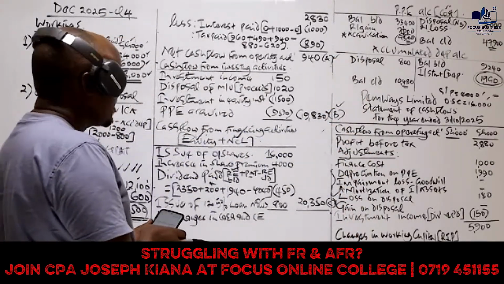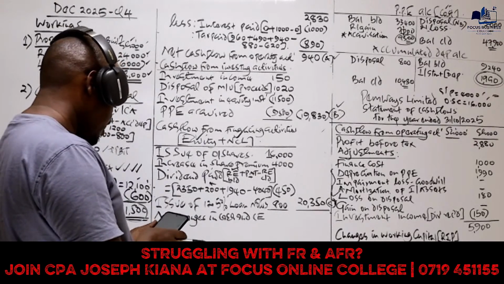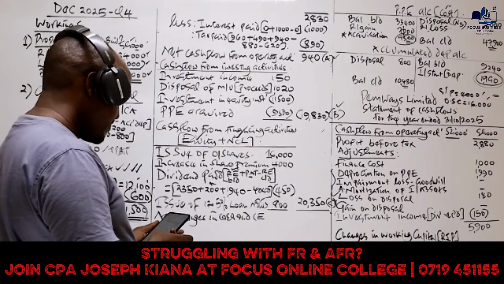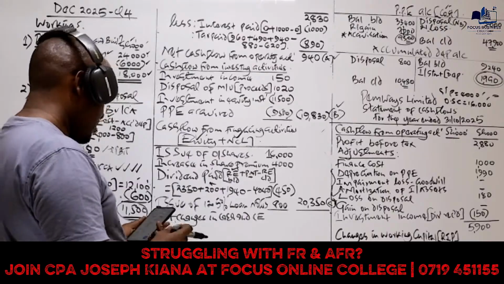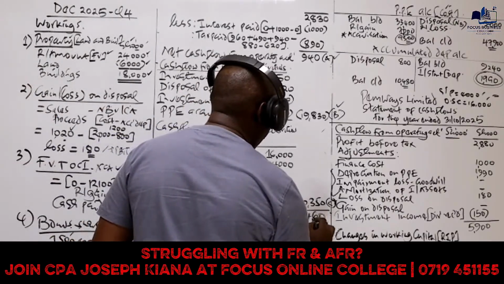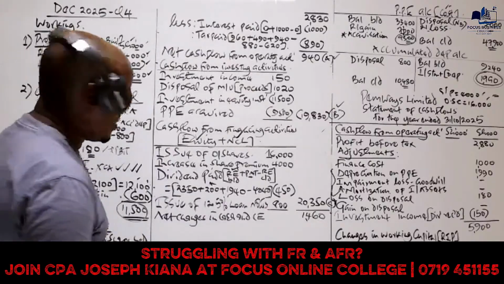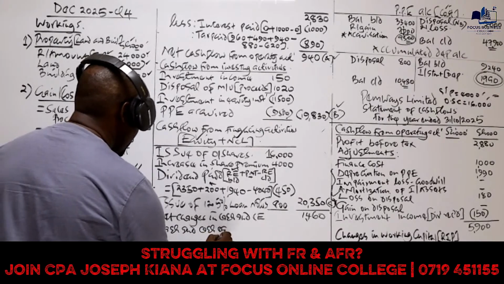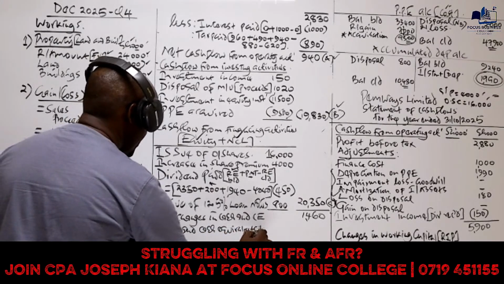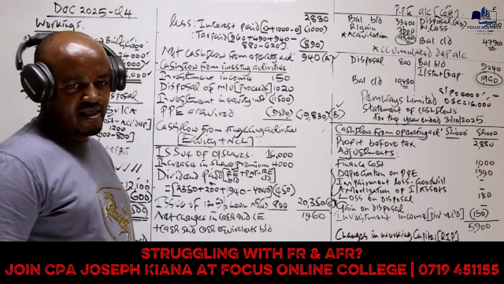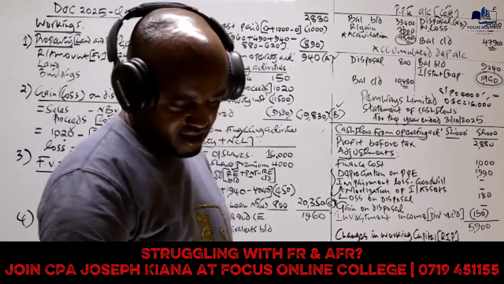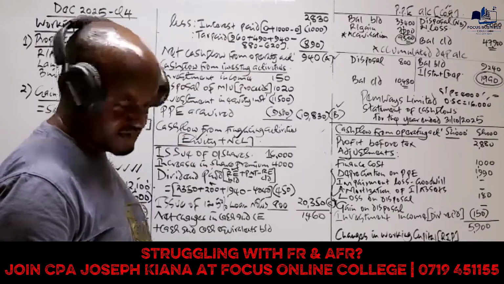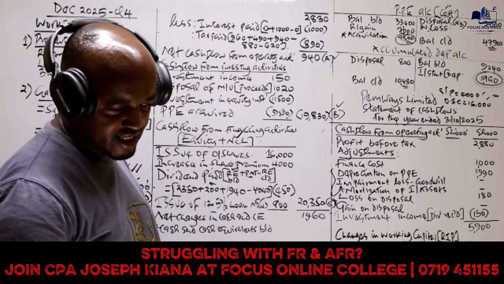So let's add that. We have 940 minus 19,830 plus 20,350. And basically that will give us 1,460. Then to this, what do we add? We add the cash and cash equivalents at the start. The cash and cash equivalent at the start, we have it in our balance sheet at the current assets.